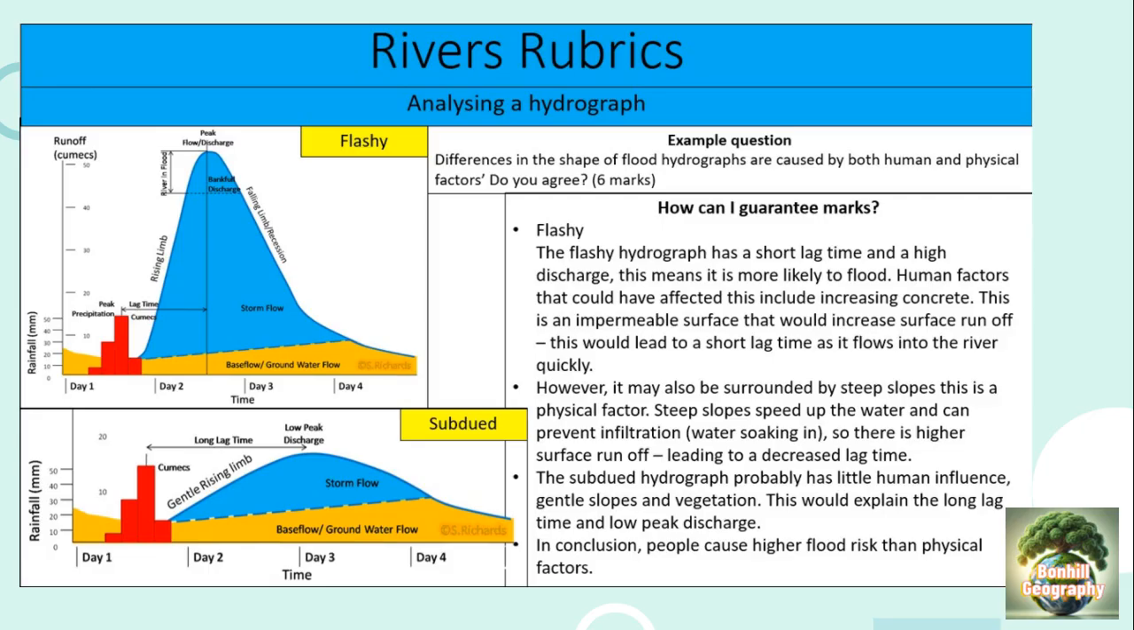So the subdued hydrograph probably has little human influence, gentle slopes and vegetation. This would explain the long lag time and low peak discharge. Small conclusion for do you agree? In conclusion, people cause higher flood risk than physical factors.